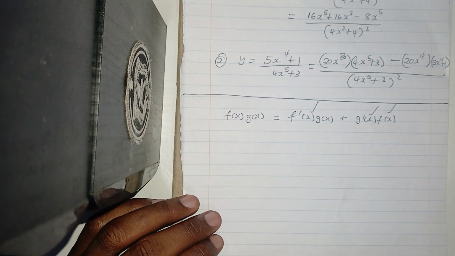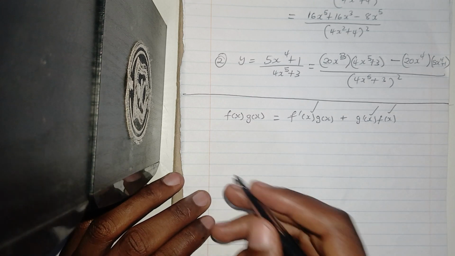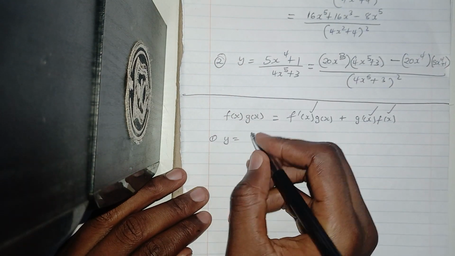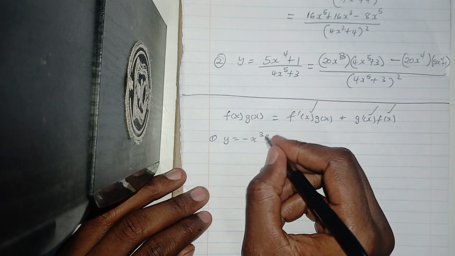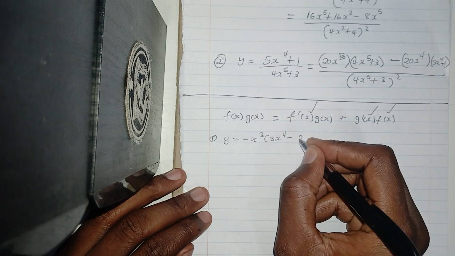So how can we come up with an example of this? Number one, we can just say y is equal to x cubed times (3x to the power 4 minus 2), right?